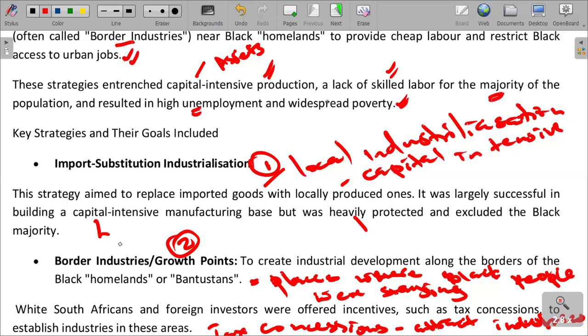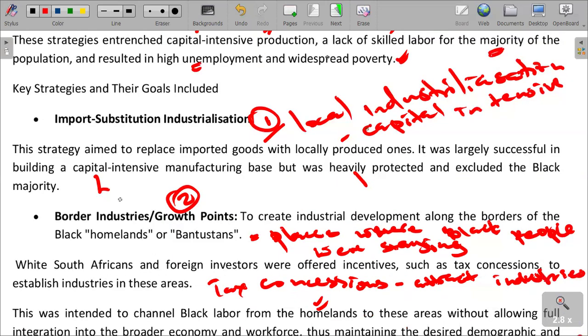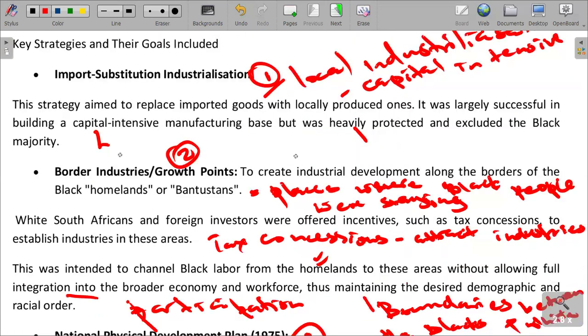We also have the border industries growth points, which were done to protect industrial development along the borders of the black homelands or the Bantustans. The Bantustans were places where black people were staying. White South Africans and foreign investors were offered incentives such as tax concessions to establish industries in these areas.